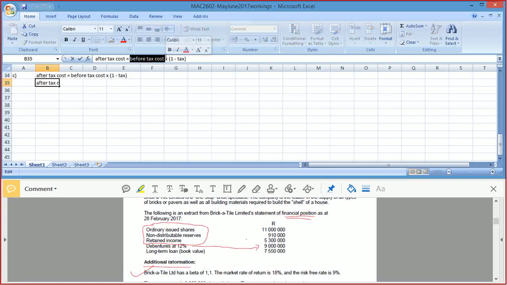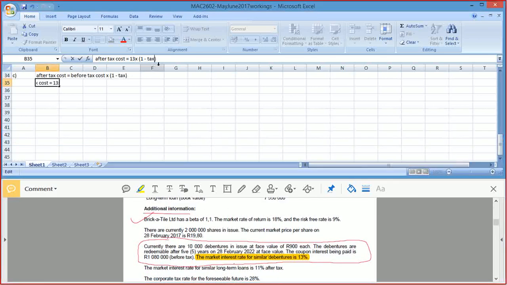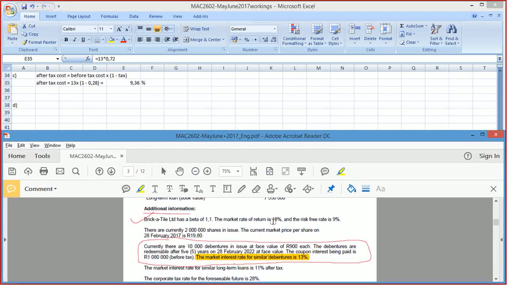Okay, so before tax costs were 13%. Tax was how much in this question? Corporate tax 28%. Oh, yes. Okay, so 13 times 0.72 gives you 9.36. That's the cost of debentures. Okay, remember, debt instruments is always after tax, because interest is tax deductible.